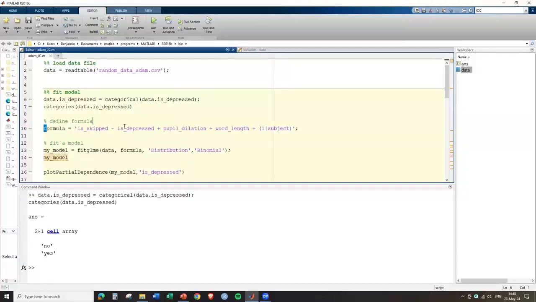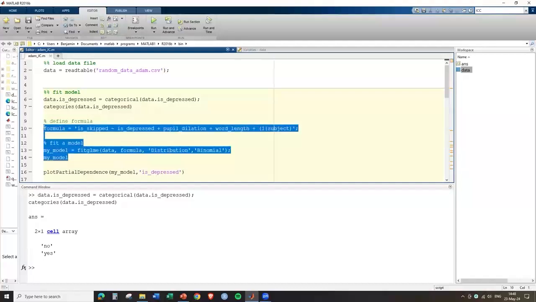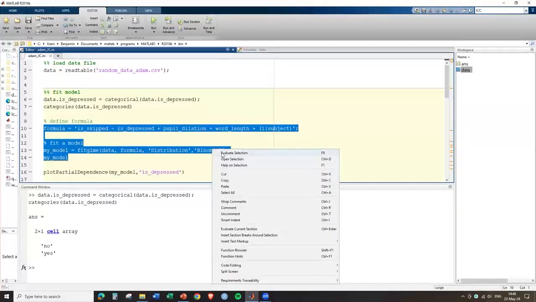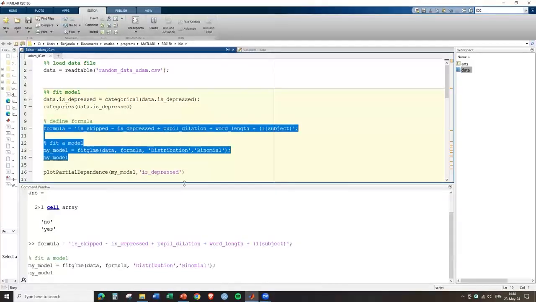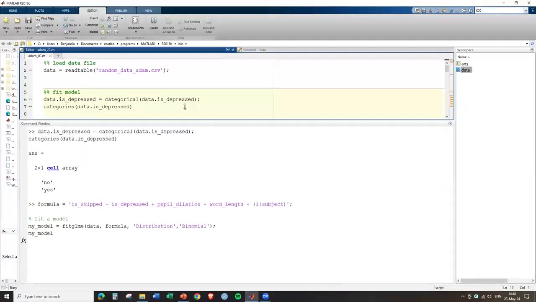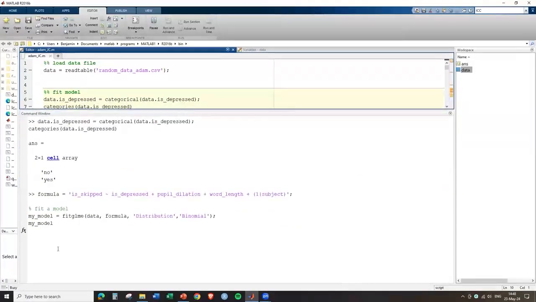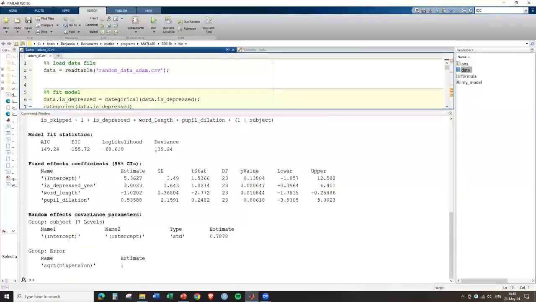This is the formula that I did. So I only add an intercept per subject, no more, okay? And then I fit the model using fitglme, to which I give the data and the formula, and I tell it logistic, which is distribution binomial, okay? And now we will get, still busy. Okay, and now we get all the things, all the goodies.